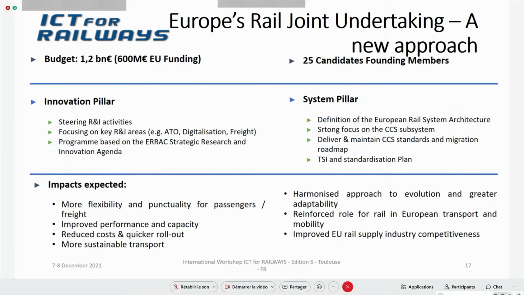So the impact expected of Europe's Rail, at least for the rail supply industry, is more flexibility and punctuality for passenger and freight, improved performance and capacity, reduced cost, harmonized approach to evolution, and greater adaptability. And of course, for us, the most important thing is to be sure that we continue to keep a lot of pressure on the competitiveness of the EU rail supply industry with the support of the member states.